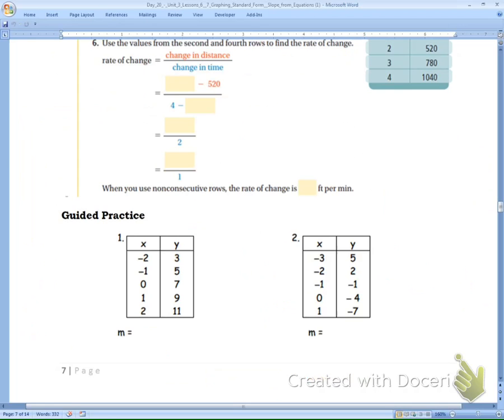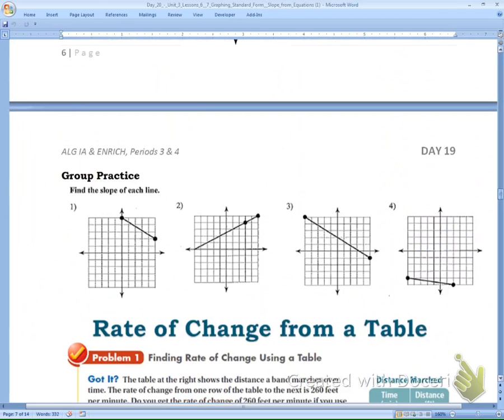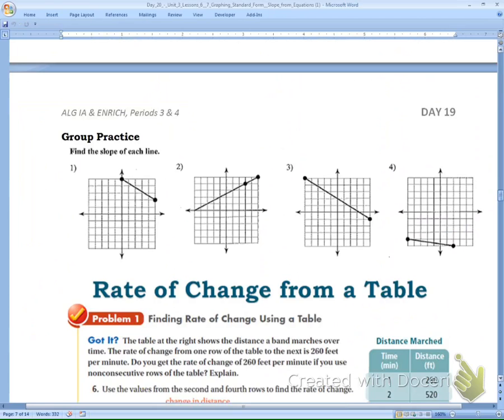So let's try some guided practice here, and as we're going back to your packet and working on the guided practice, I did notice that I skipped over your opportunity to work on the practice on finding the slope of each line. So we'll do both of those.